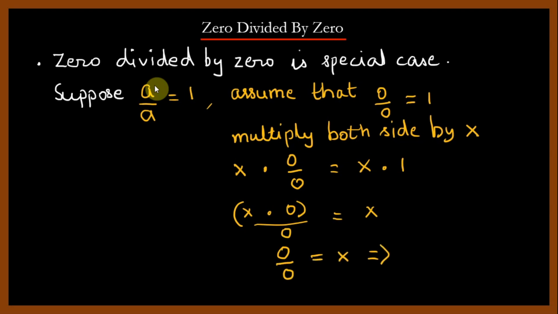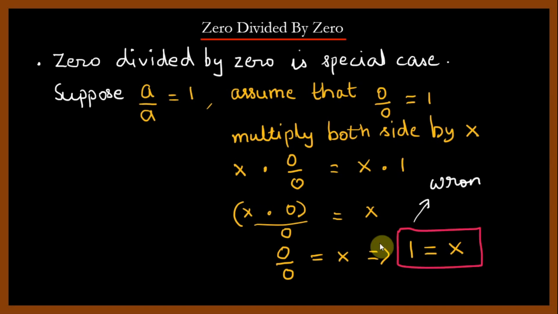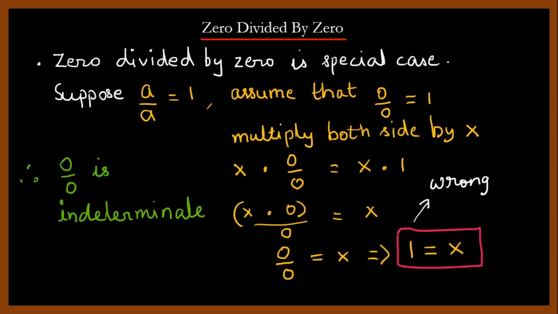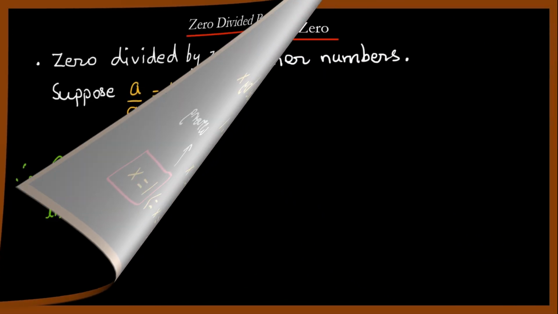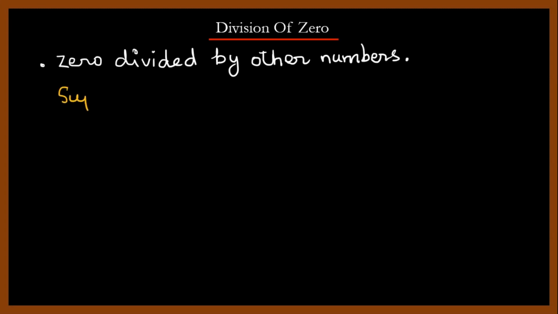Now we already know that 0 divided by 0 is 1, so 1 equal to x, which is wrong. So 0 divided by 0 is indeterminate because we cannot determine the output of this expression, of this equation. Now let's talk about 0 getting divided by other numbers.